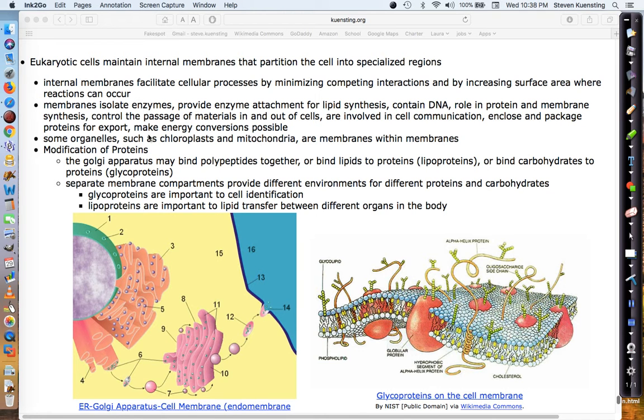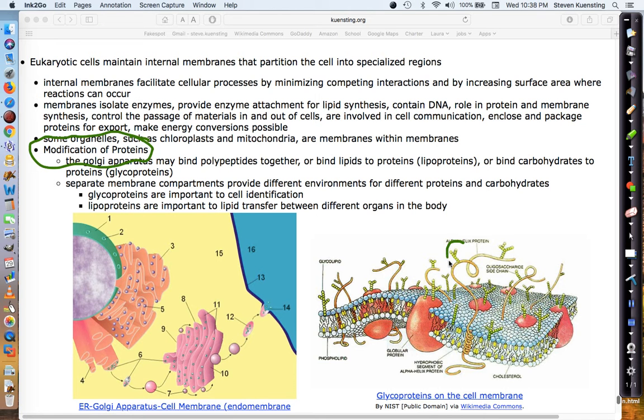So membranes are kind of a big deal. They transport things around the cell. They're involved in cell communication, etc., etc. Some organelles like chloroplasts and mitochondria are membranes inside of membranes. And then furthermore, modification of proteins requires the interaction of membranes, ER membranes transporting proteins to Golgi membranes, which will modify the proteins and send them out of the cell.